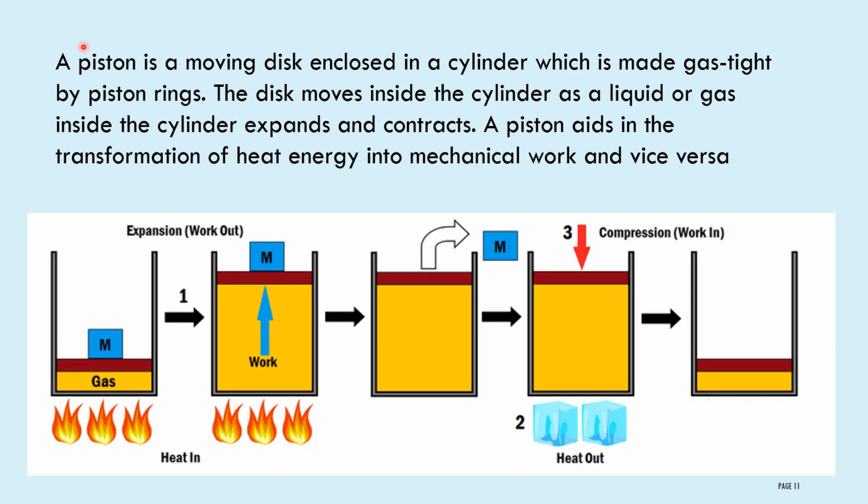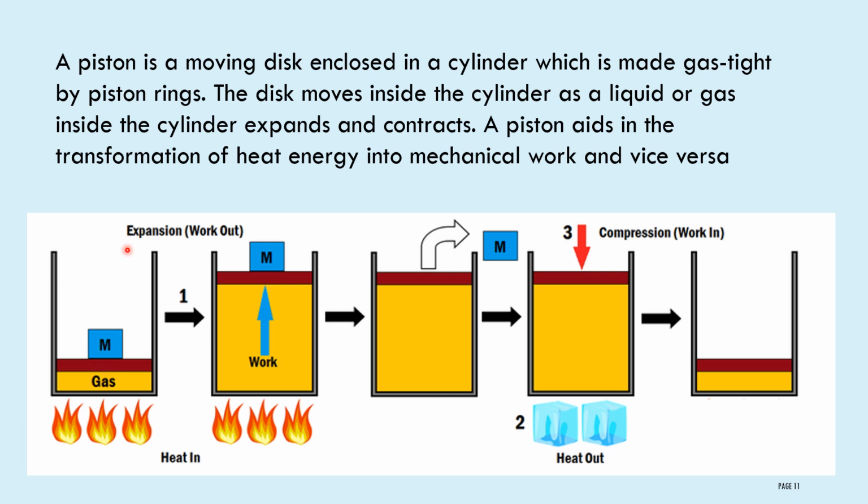To understand the thermodynamic process in detail, let us consider a piston. A piston is a moving disc enclosed in a cylinder. It should be enclosed inside a cylinder and made gas tight by piston rings. Then the disc moves inside the cylinder as the liquid or gas inside the cylinder expands and contracts. You can observe the movement of this disc when the gas or liquid expands or contracts, it moves up and down.